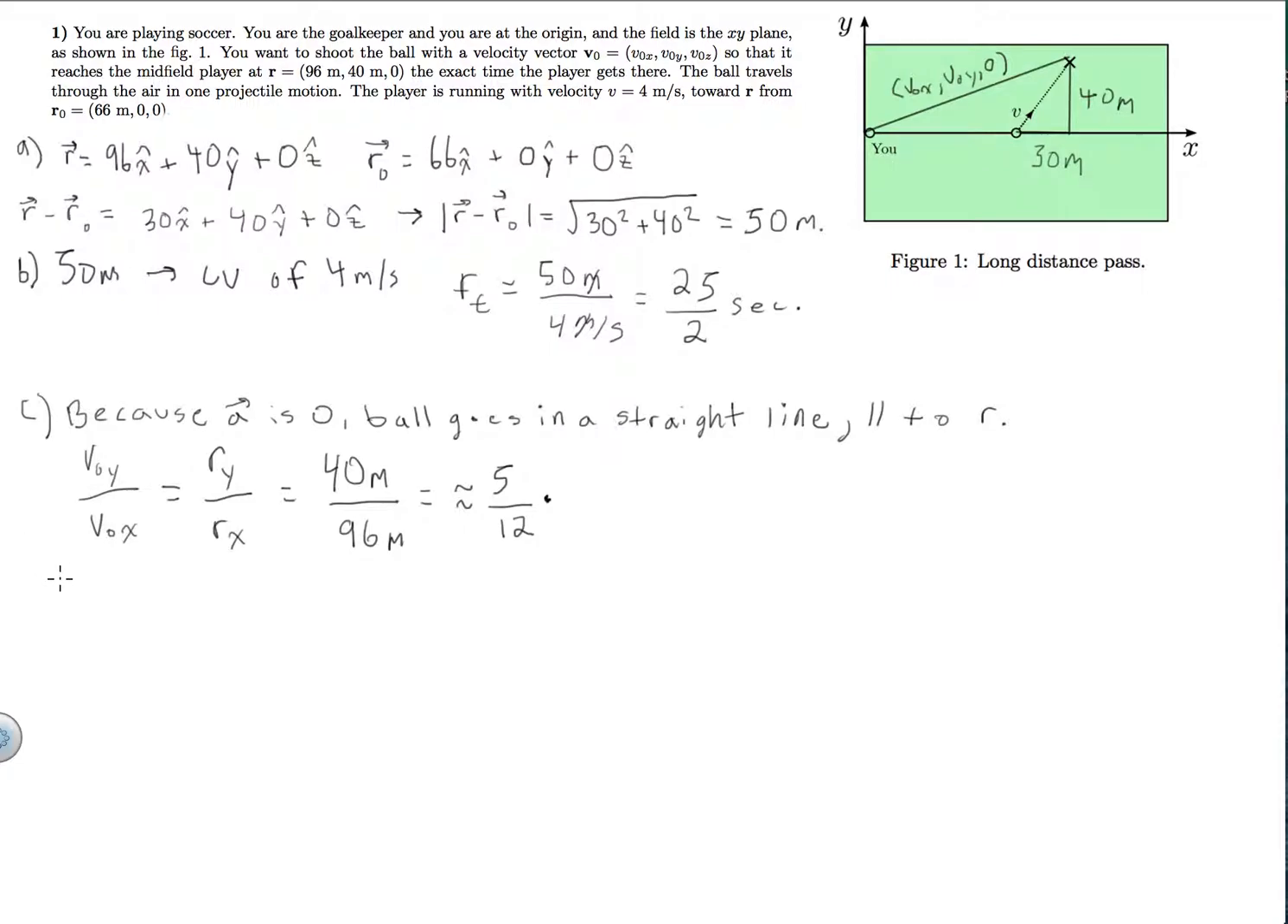Okay, so now let's do part D. So part D asks, what is the distance of r, the magnitude of r? So this is fairly simple. The magnitude of vector r is simply the square root of the components squared. So we take the square root of 96 squared plus 40 squared, and there's no z component, so we can ignore that. And that yields approximately, what is that? That's 8 times 13, or 104 meters precisely. Okay, perfect.